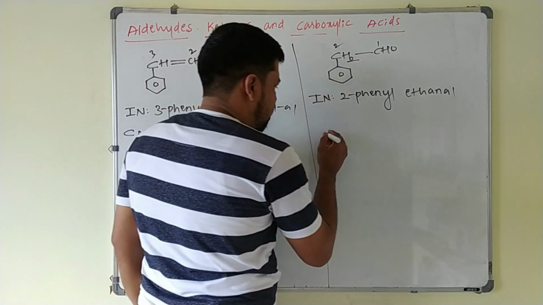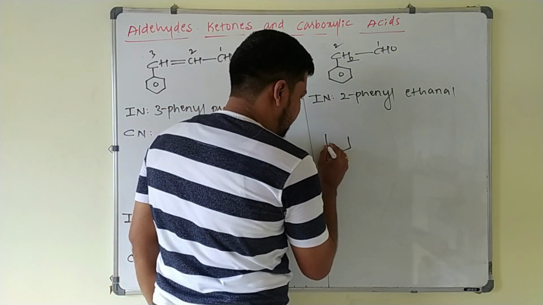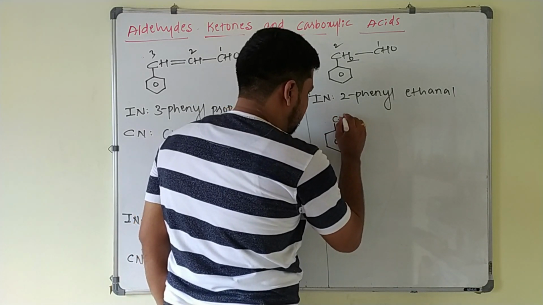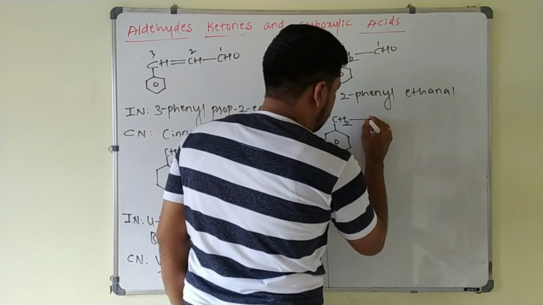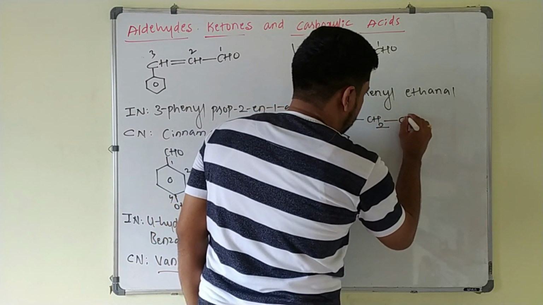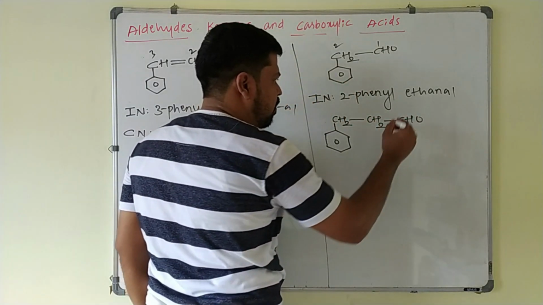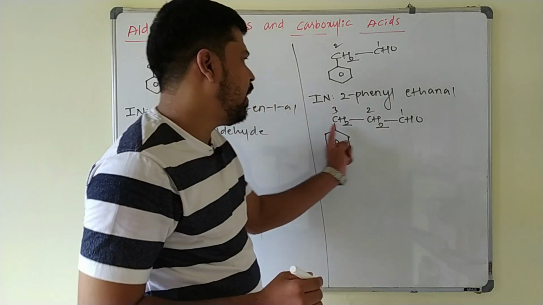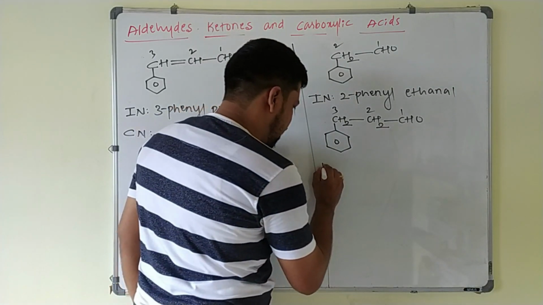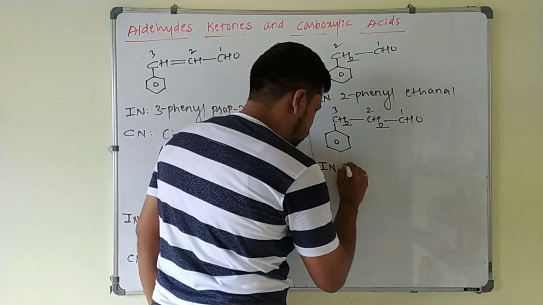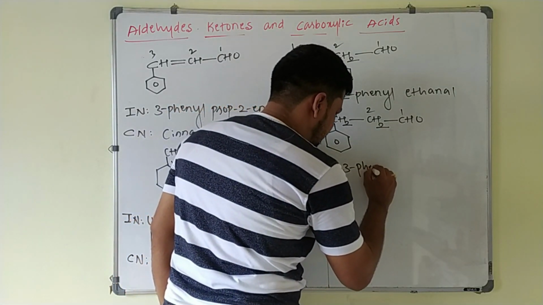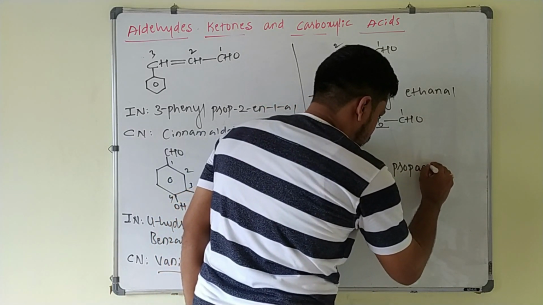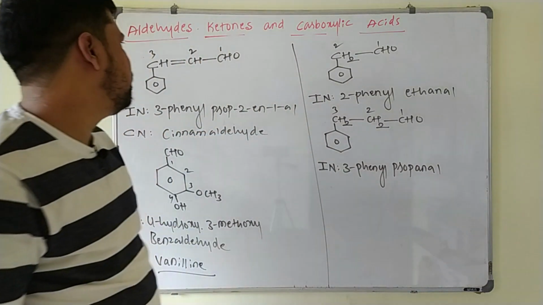Okay, next one, if I write a benzene ring here, and this will be CH2, again numbering is done from this end, 1, 2, 3: 3-phenyl propanal. The IUPAC name of this one is 3-phenyl propanal. Like this you have to write here.